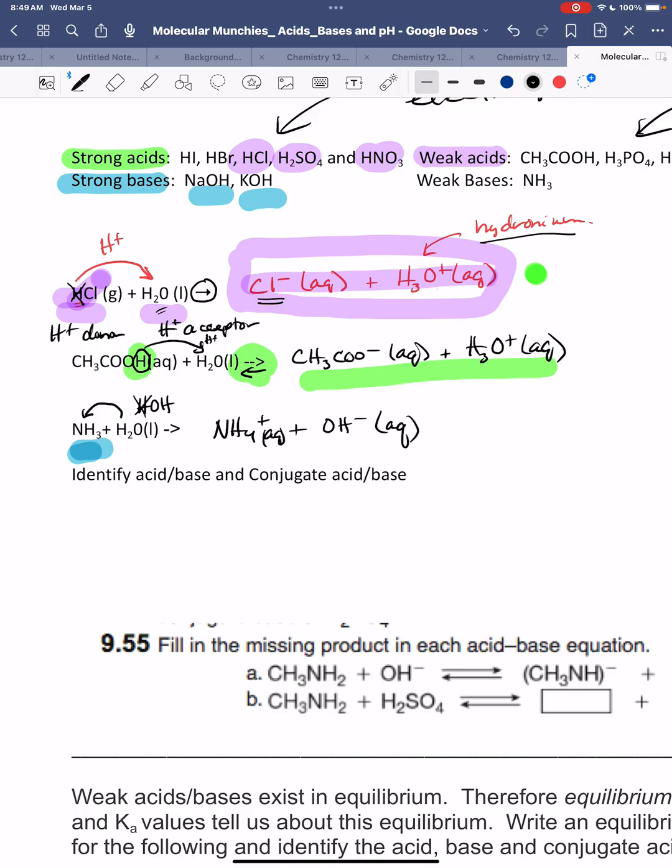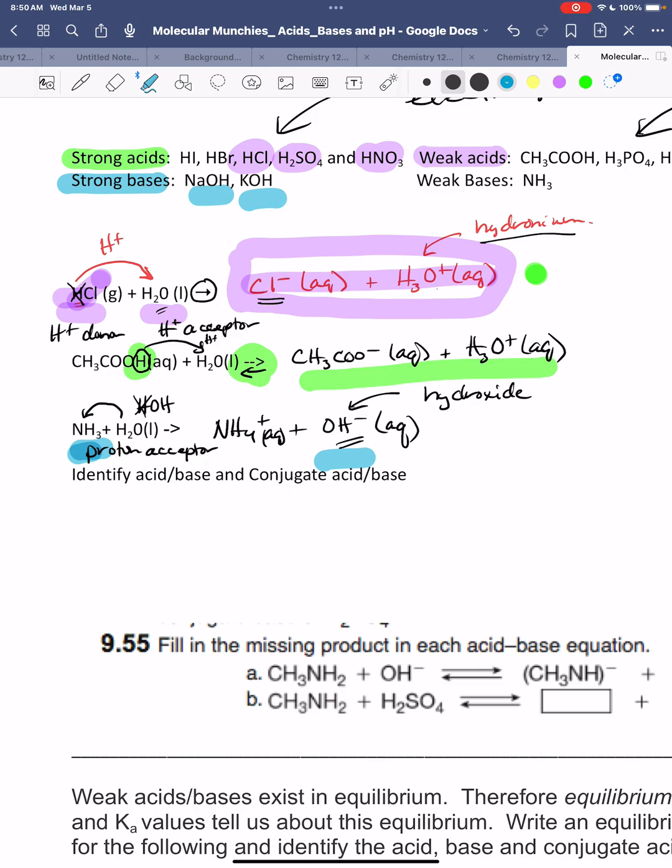Okay, so a couple of things. We said a base is a proton acceptor, right? It's accepting the hydrogen ion, and it creates OH minus hydroxide in solution. And so there it is. We get to see both of those things happening. So that's what makes that a base.